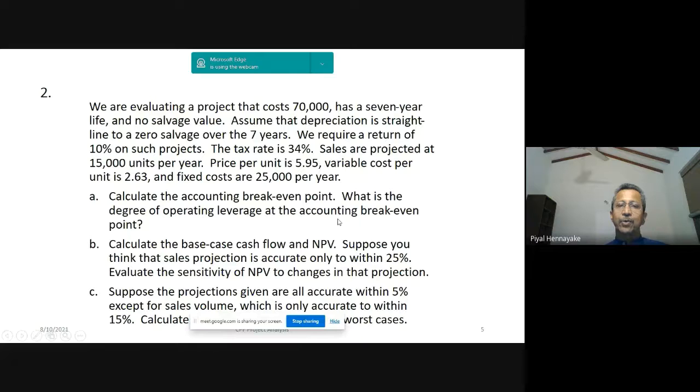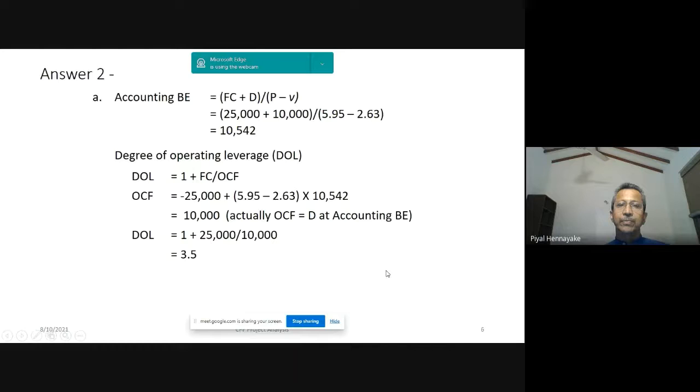Right? So when profit is equal to 0, operating cash flow is equal to depreciation. Right? So fixed cost plus depreciation divided by P minus V, 10,542. So degree of operating leverage, you might have to remember this. Degree of operating leverage is 1 plus fixed cost divided by operating cash flow.